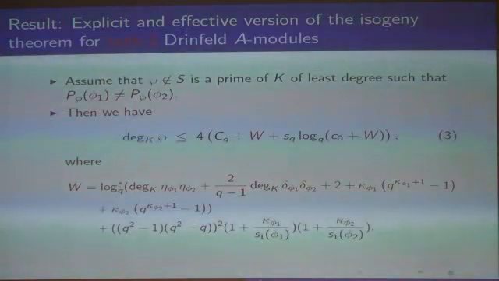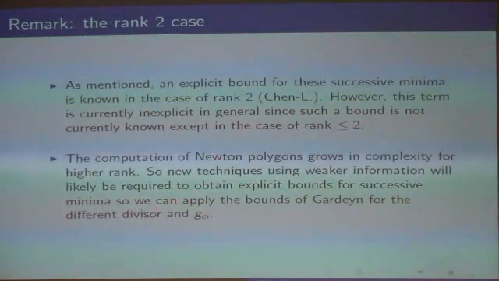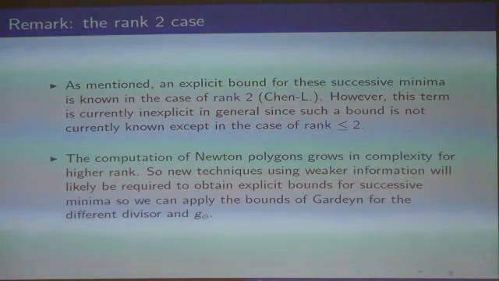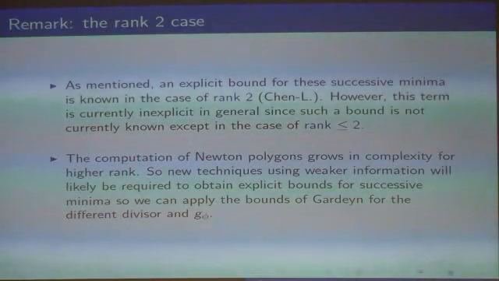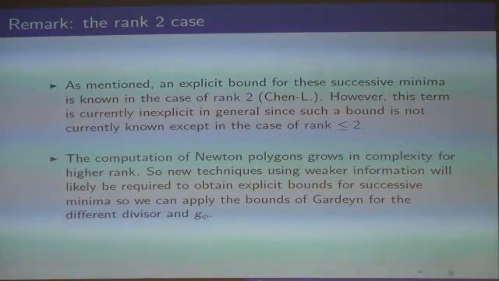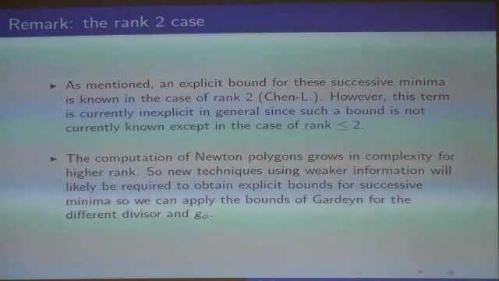So for the rank 2 case, we got a satisfactory result. But as I mentioned before, in general it's not completely explicit because we couldn't make G phi explicit. That's still an open question. You may wonder, for the higher rank case, why don't you use Newton polygon then? We thought about it, but its complexity grows very rapidly, so we haven't even tried yet. That part is still open.